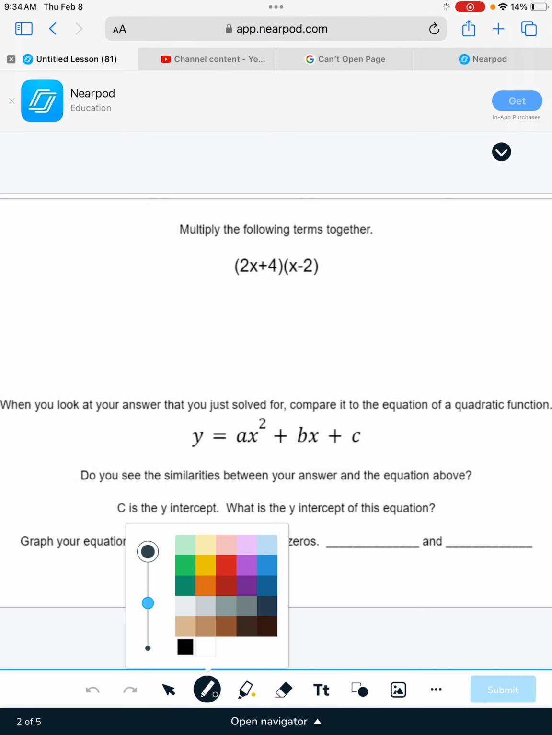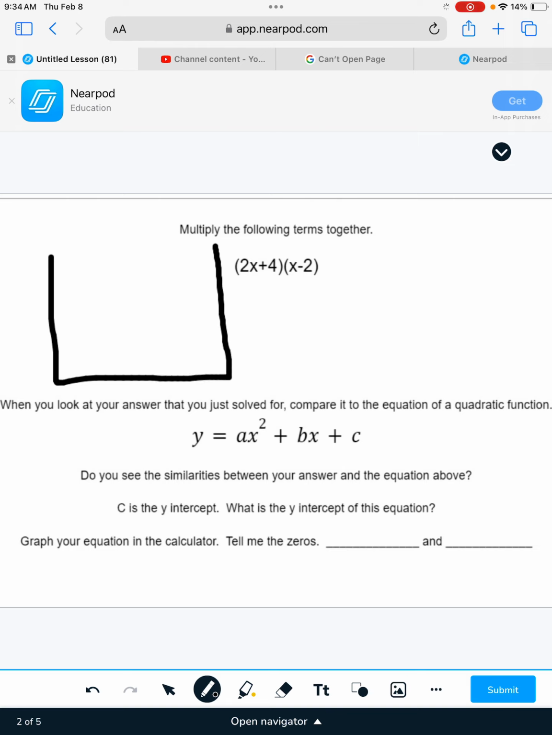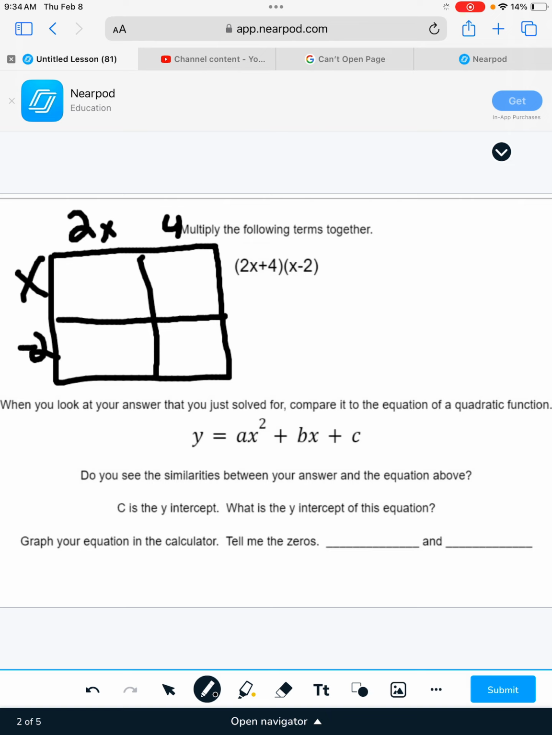We're going to continue multiplying polynomials today, but this time we're going to pull a little bit extra information out from it. Once again, when I start looking at multiplying these, you're not going to be given the box. You're going to have to draw that box yourself in order for it to be done. We're going to take our 2x and our 4. We're going to take our x and our minus 2, and we are going to be solving this.